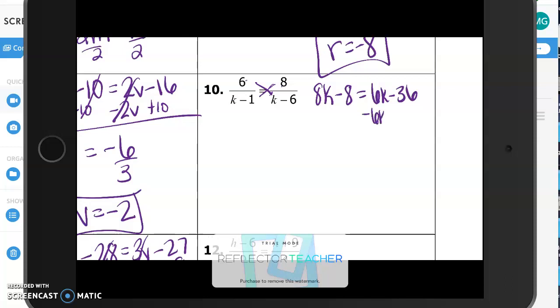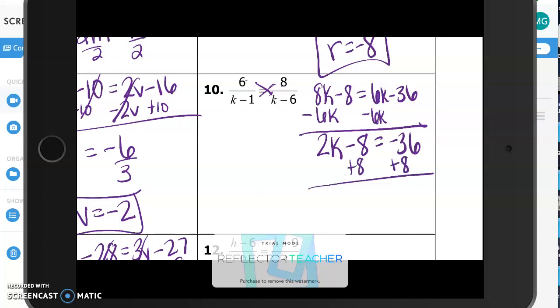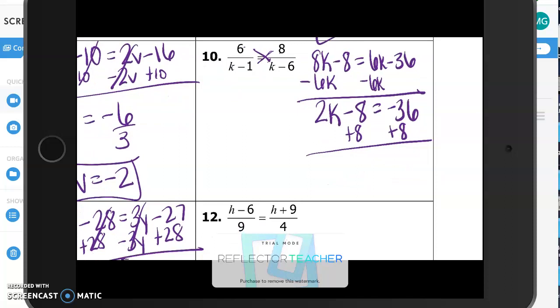So you can subtract 6k. I'll go ahead and take a little bit longer here. 2k minus 8 equals negative 36. And then you can add 8. Again, if you can do that all in one step, that will save you a little bit of time. So 2k equals negative 28, sorry. Divide both sides by 2. K equals negative 14.